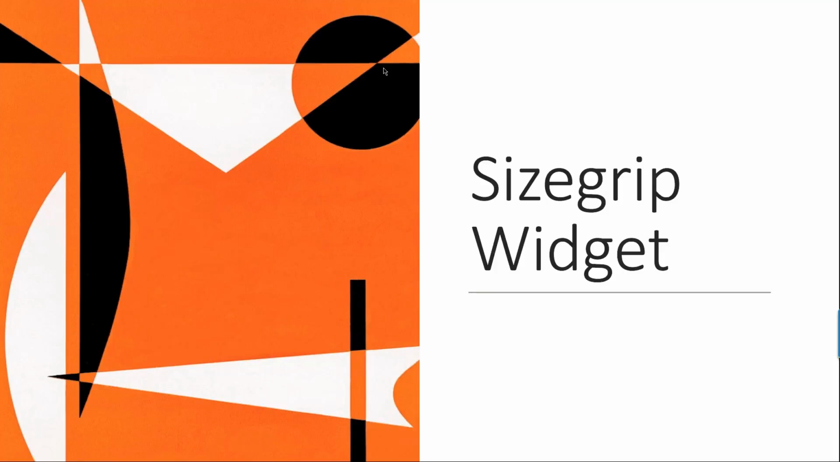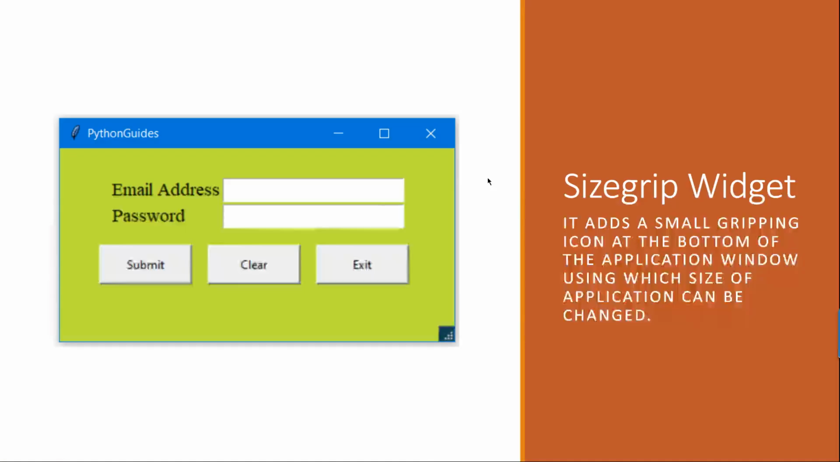In this video, we will talk about the Sizegrip widget tool. Sizegrip is a modern application tool that allows the user to change the size of the window in real time. The window can be resized without Sizegrip as well, but this widget adds a small grip icon on the corner of the window, which gives a hint about changing the window size of the Python Tkinter application.